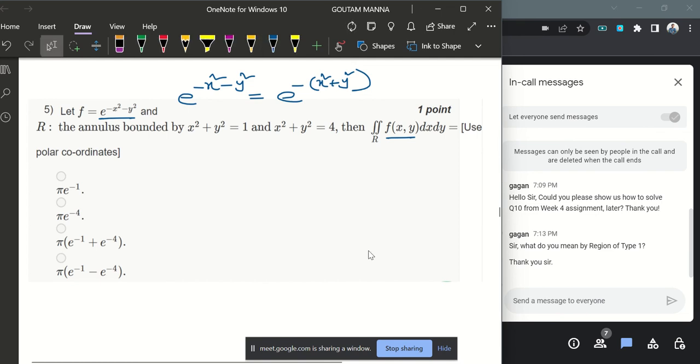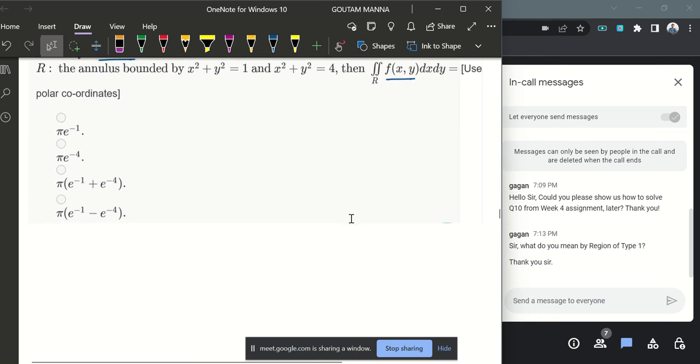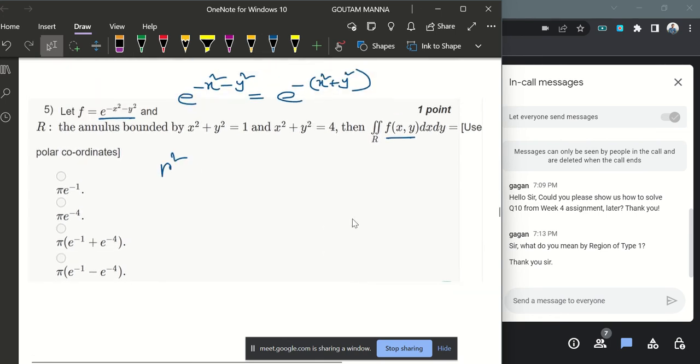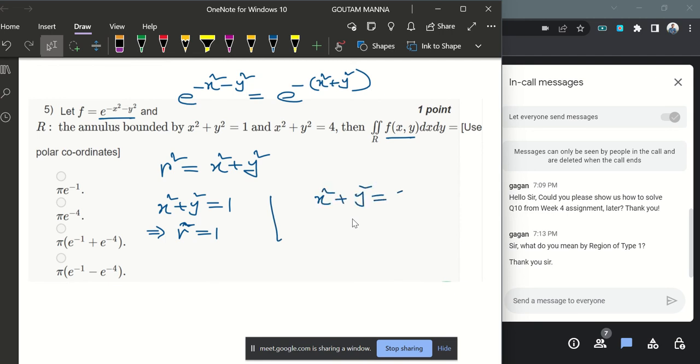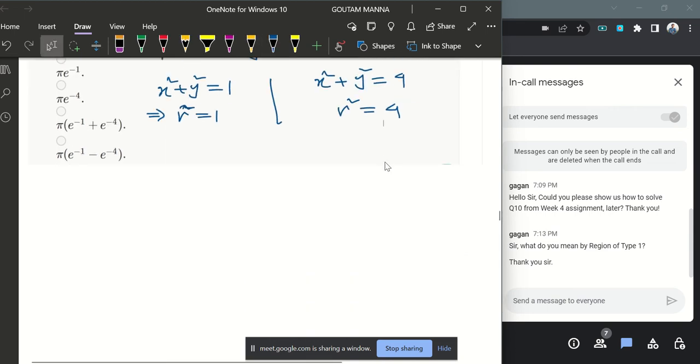and the integration region is bounded by x square plus y square equal to 1 and x square plus y square equals to 4. So if I write r square equal to x square plus y square, then x square plus y square equals to 1 implies r square equals to 1, and x square plus y square equals to 4 implies r square equal to 4. Here it implies r equals to 1 and here it is r equals to 2.